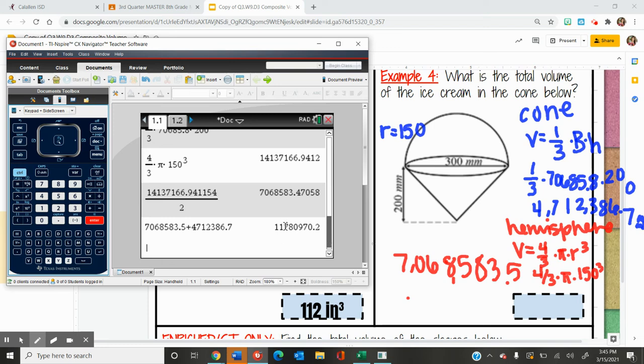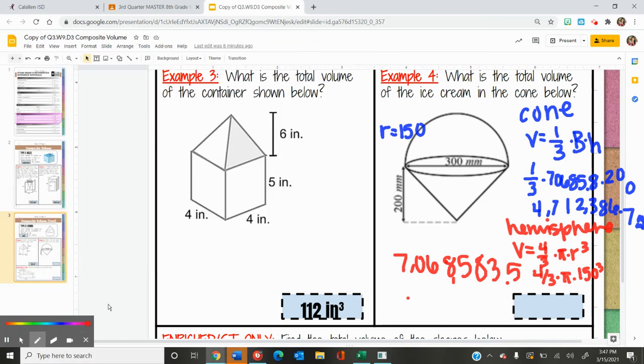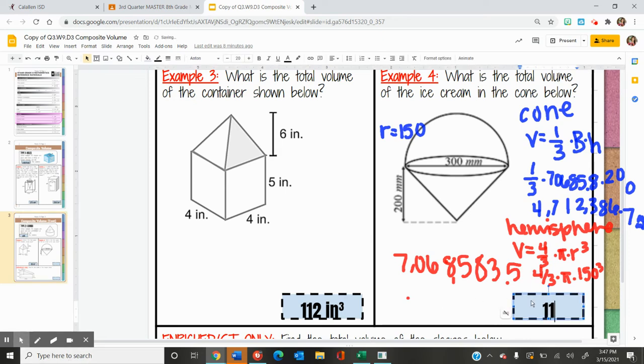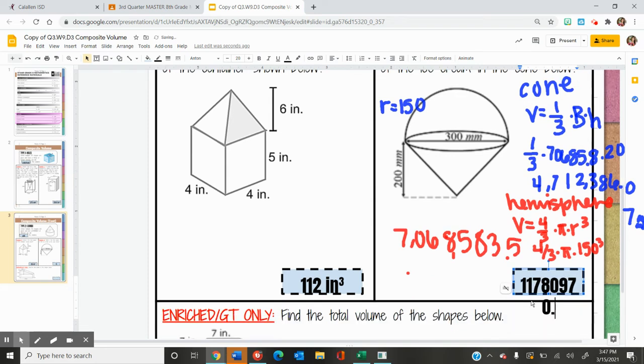And this is the answer I get. This is now 11,780,970.2. So over here, I'm going to type this in here. And again, this is 11,780,970.2. And this is going to be millimeters cubed, so alt 0179.